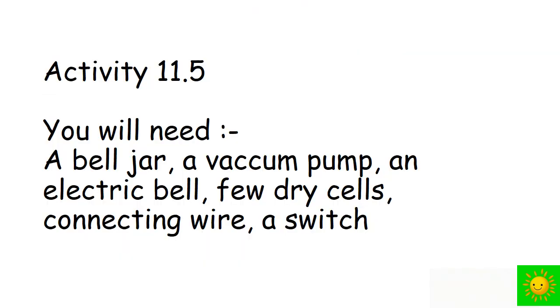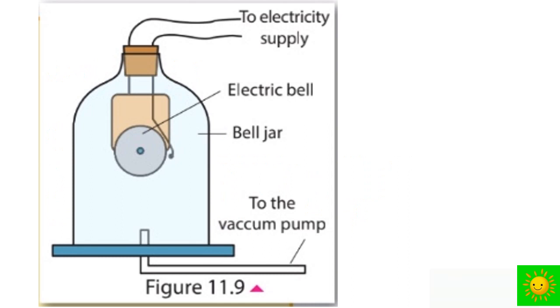We need a bell jar, a vacuum pump, an electric bell, a few dry cells, connecting wires and a switch. What we have to do: fix the electric bell in the bell jar as shown in the figure. Connect two dry cells and a switch to supply electricity. Connect a vacuum pump to the bell jar so the jar can be evacuated.